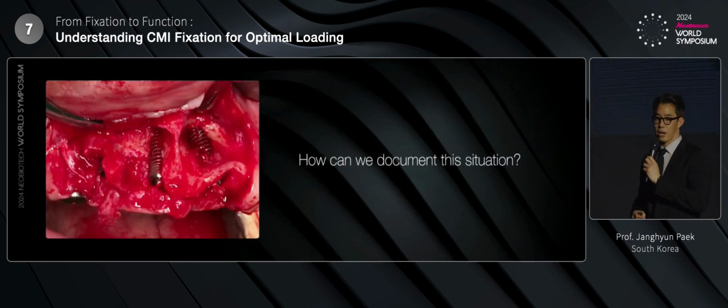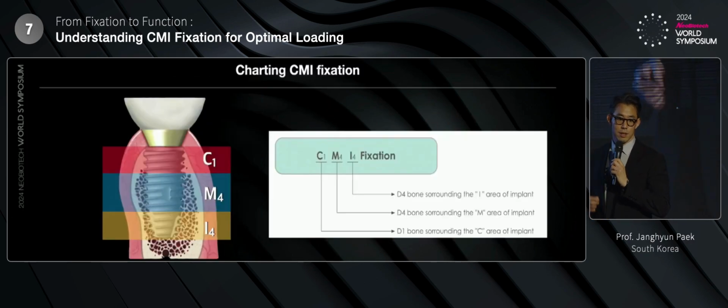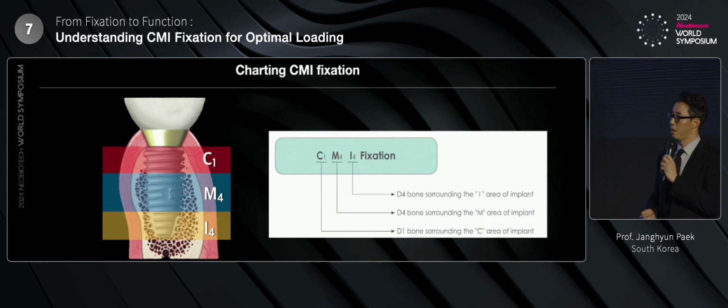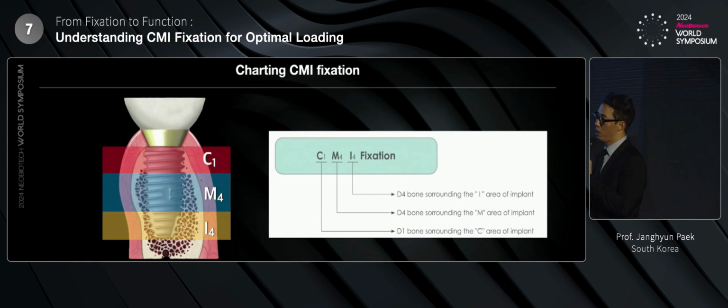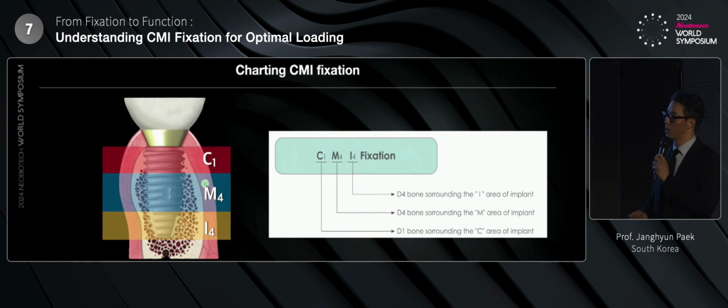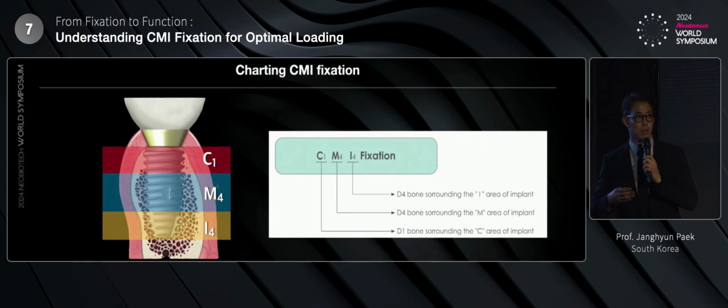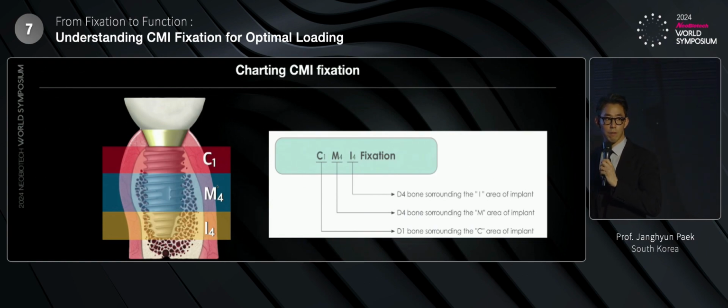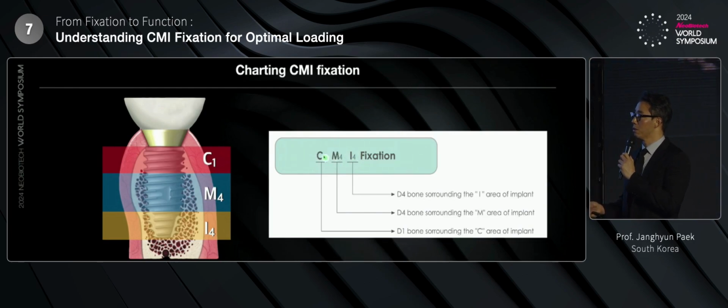So how can we document this situation? Dr. He from Neobiotech has suggested a very clinically valuable charting CMI fixation system. How the bone density was in the coronal aspect, in the middle aspect, and in the apical aspect. If we drill, we can find how dense, how compact, or how soft the bone is. We can document these with numbers and letters. So C1, M4, I4 means coronal D1 bone, middle D4 bone, and apical D4 bone.